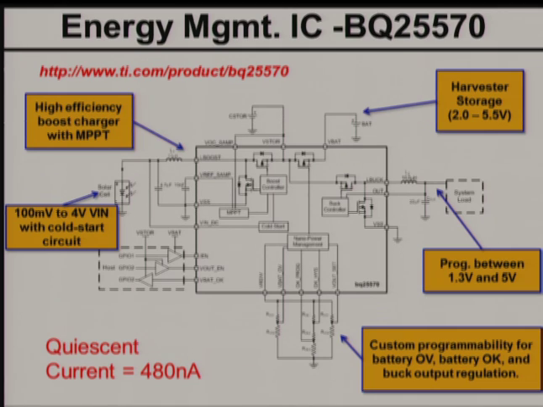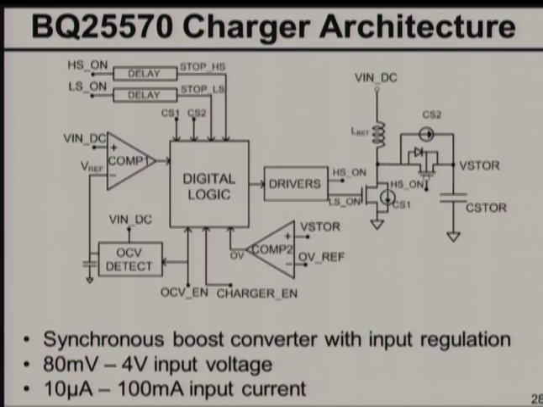The IC also has battery management features, specifically for overvoltage, battery OK thresholds, and the output regulation settings. And all of this functionality is performed with just 480 nanoamps of quiescent current. So let's look at what the charger itself looks like. It's a very simple pulse frequency modulated voltage regulator.